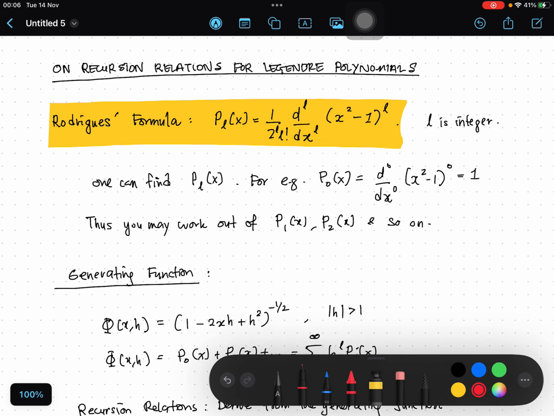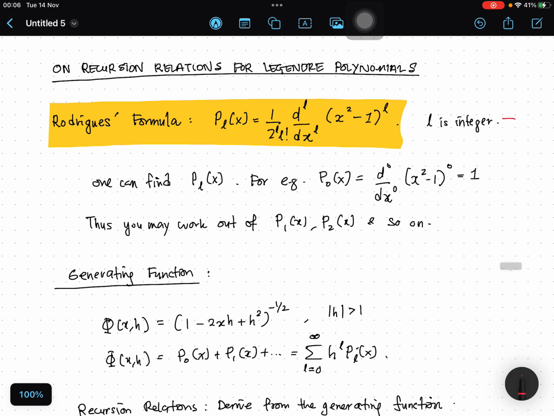So let's see, this is equation 1. So you have P with respect to L for L an integer, and this P is a function of X. It is the Legendre polynomials, that is the solutions for the Legendre differential equation. Okay.